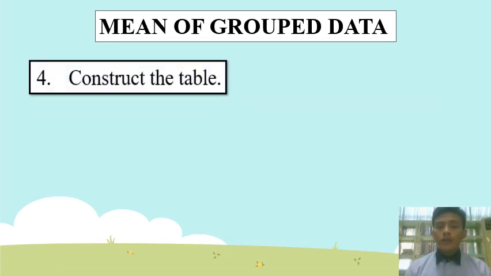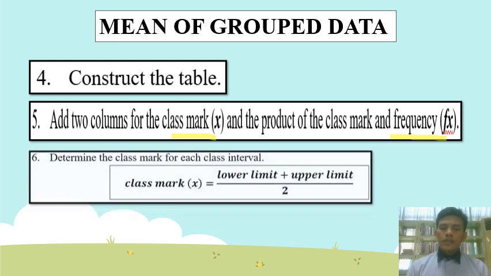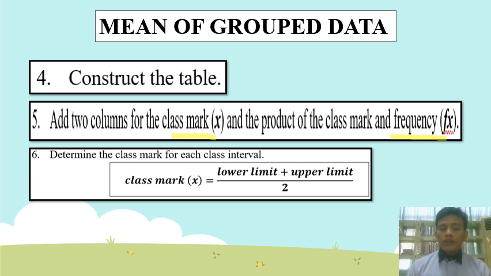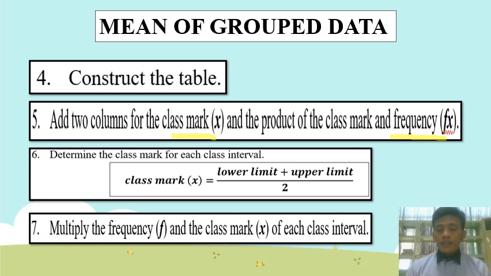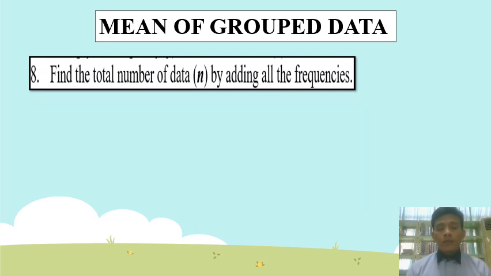Fourth step, construct the FDT, or the frequency distribution table. Fifth step, add two columns to our frequency distribution table: the class mark and the frequency times class mark. Sixth step, class mark x is equal to the lower limit plus the upper limit over 2. Seventh step, multiply the frequency and the class mark of each class interval. Eighth step, find the total number of data, which is n, by adding all the frequencies.